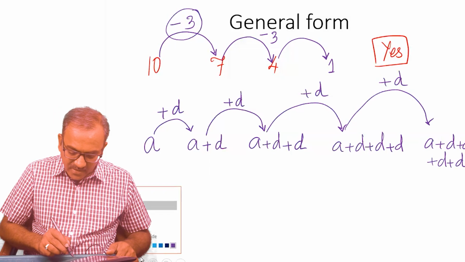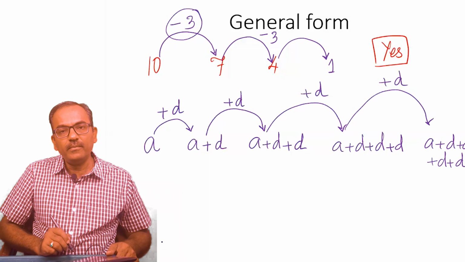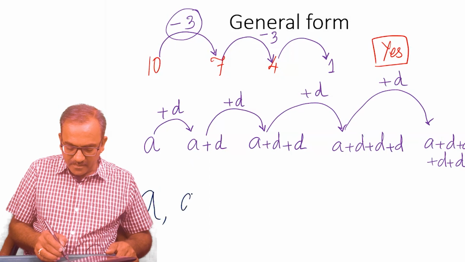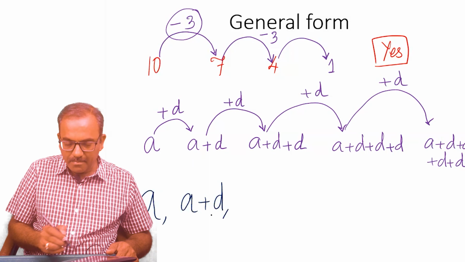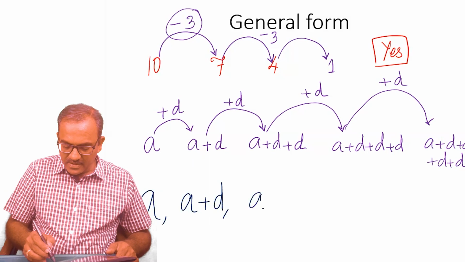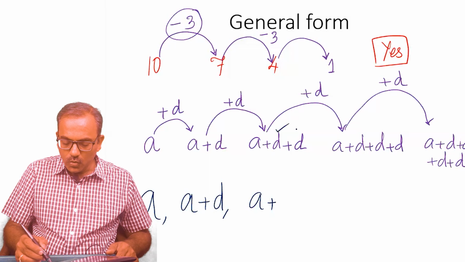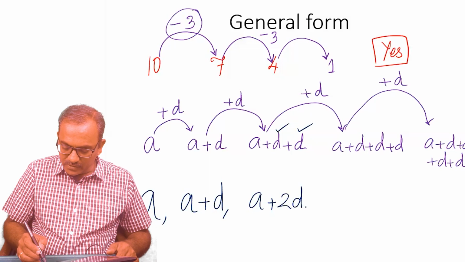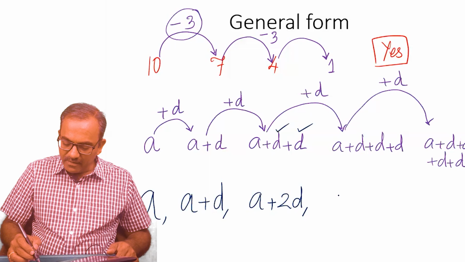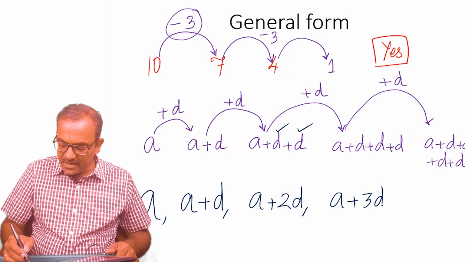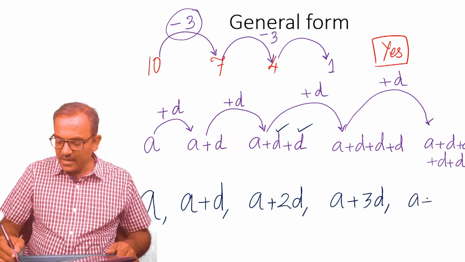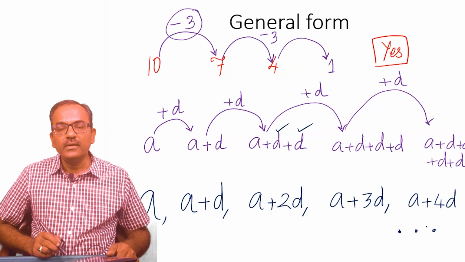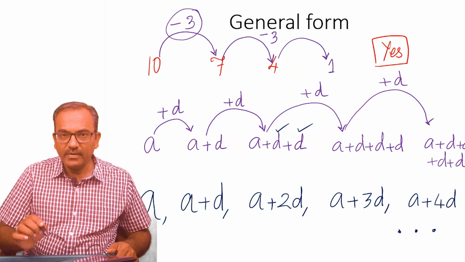Can we write this in a simpler form? The first term would be a, the second term would be a plus d, correct? Then the third term would be a plus d plus d, and since there are two d's which are alike, we can add them and obtain a plus 2d. Then we have a plus 3d, and then a plus 4d, and so on. This forms the general form of an arithmetic progression.